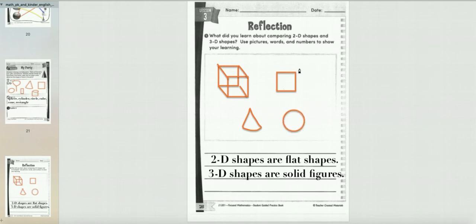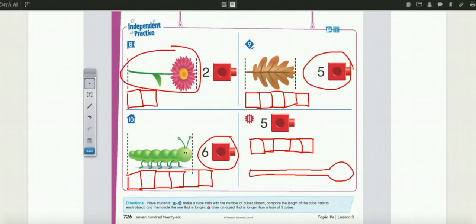And you can go ahead and draw more pictures, and you can write your own sentences on what you learned and how 2D shapes and 3D shapes are the same or how they are different. We're going to go ahead and move on to science.